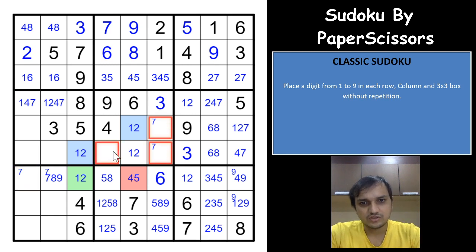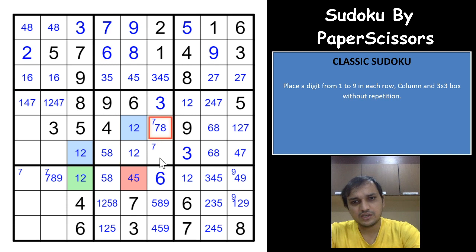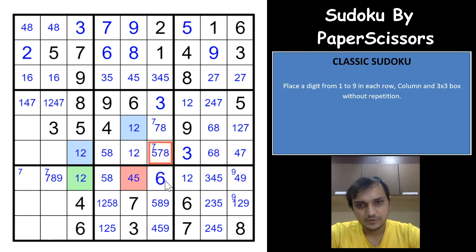These cells are 7, 8 and 5. 7 cannot be here, it will have to be 5 and 8, 7 and 8, 5, 7 and 8. Okay, that was an excellent logic. It was really an excellent logic.